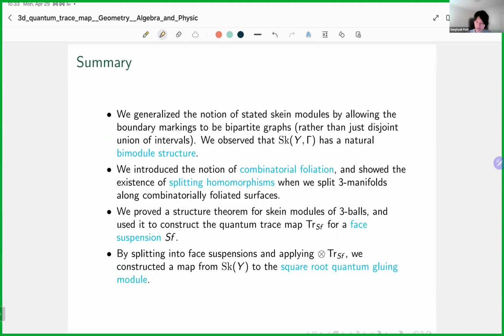So this last slide, just to summarize, we generalized the notion of stated skein modules by allowing the boundary markings to be bipartite graphs, and we observed that it has a natural bimodule structure. We introduced the notion of combinatorial foliation and showed the existence of splitting homomorphisms for the skein modules of 3-manifolds, when we split a 3-manifold along combinatorially foliated surfaces. And then I also mentioned that there's a structure theorem for skein modules of 3-balls, and used it to construct the quantum trace map for phase suspension, which was this bimodule embedding of a reduced skein module of a phase suspension to some quantum torus. And then eventually we could put everything together to construct a map from the skein module to the square root quantum gluing module.